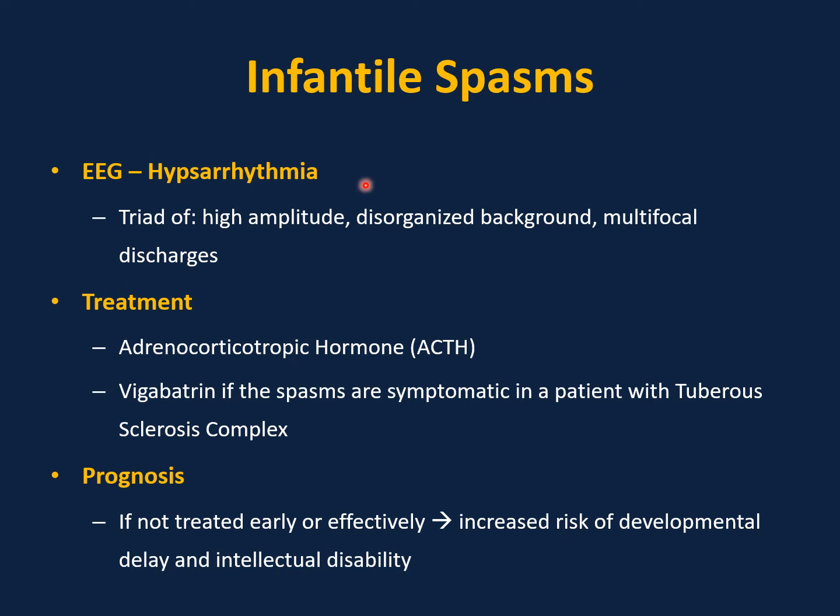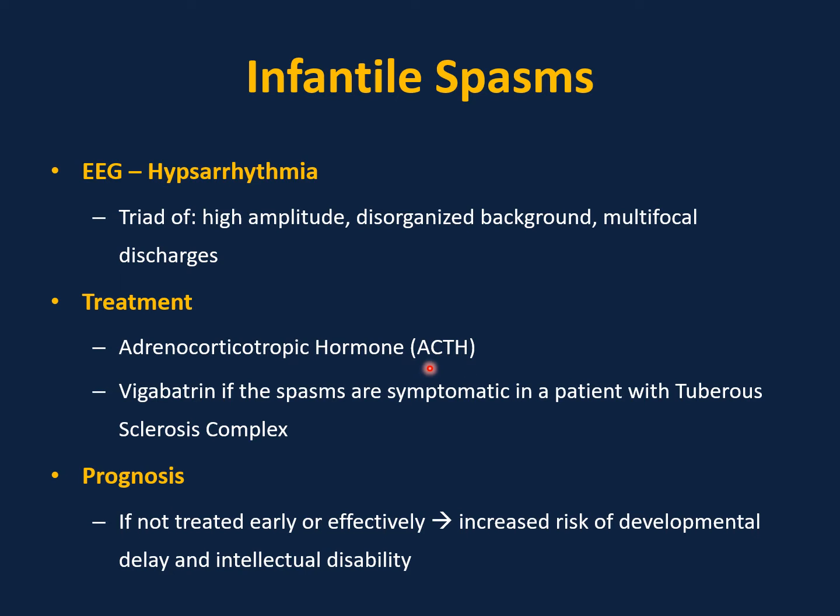The diagnosis of infantile spasm is made clinically and on the EEG. What is unique about infantile spasm is hypsarrhythmia, which is a triad of high amplitude, disorganized background, and multifocal discharges. The treatment is different than other types of seizures. This one will be treated with ACTH.